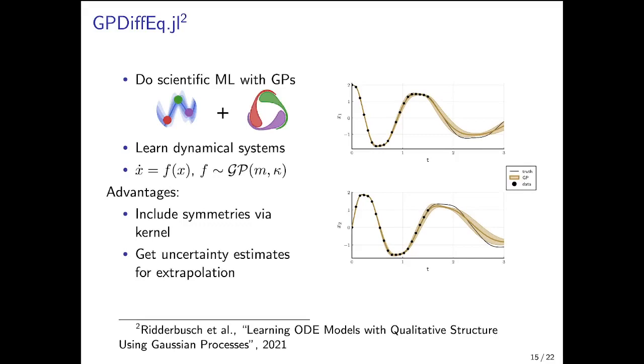I'd like to thank Stefan for this example. So this is GP-diffie-Q-JL. And again, you can consult the relevant paper at the bottom if you're interested in it, or go to the repo.